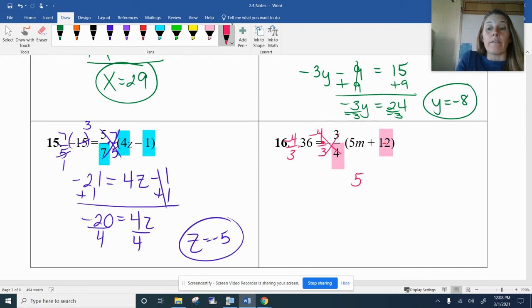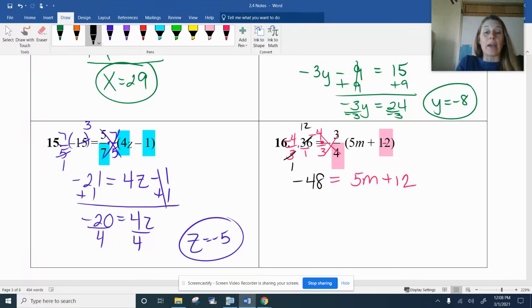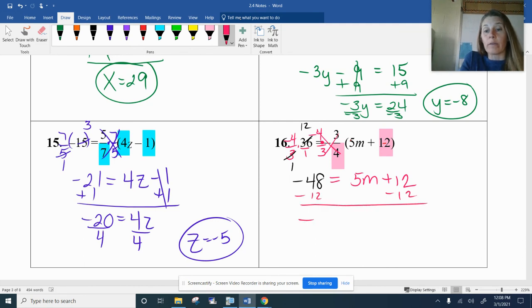So on this side, I have 5m plus 12. And on this side, I have negative 4/3 times 36 over 1. However, 3 and 36 I can reduce before I multiply, giving me a negative 48. You could certainly multiply it out and then simplify as well. You should get the same thing. Then we're subtracting 12. I get negative 60. Divide by 5. And m equals negative 12.